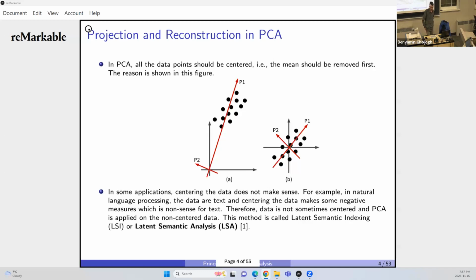So in PCA, why should we remove the mean? Because of this simple example. In Figure A, I haven't removed the mean. If you apply PCA, it gives you crap. But if you center it, it gives you the directions of variance. Why does Figure A happen?